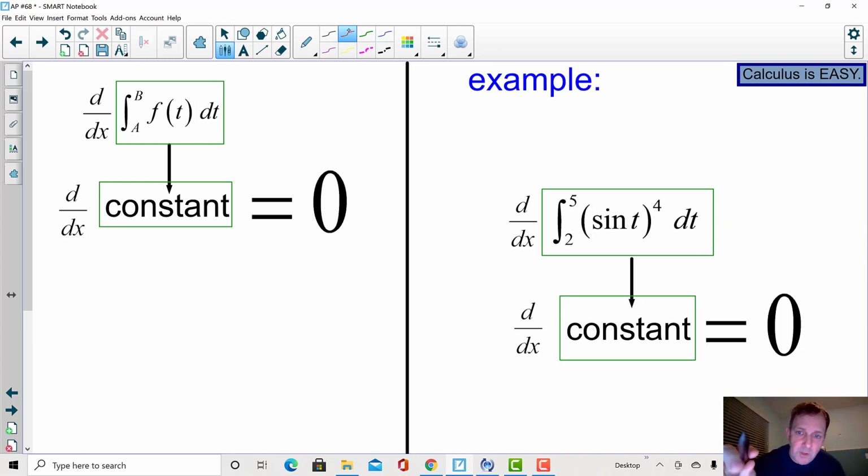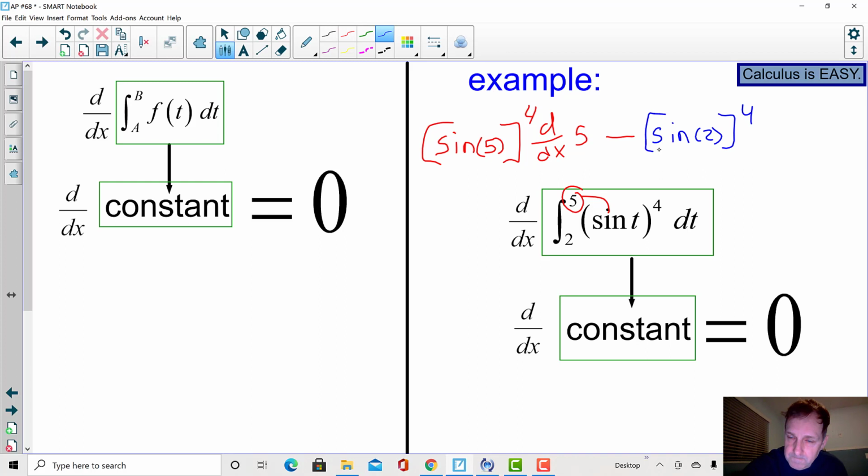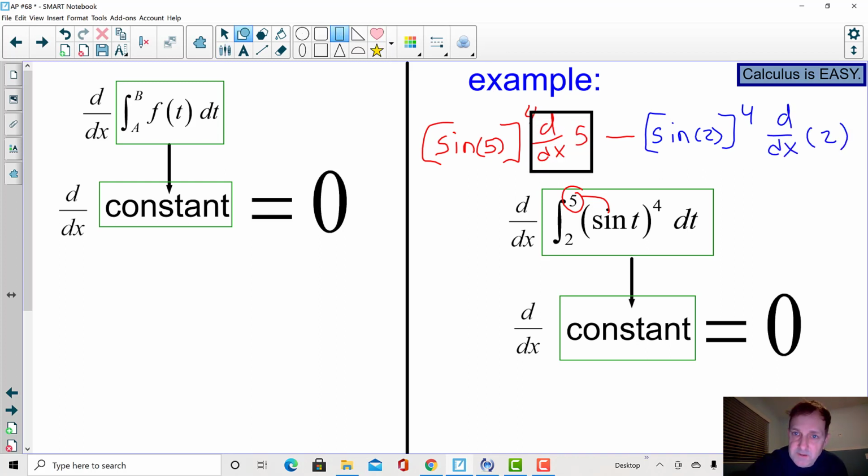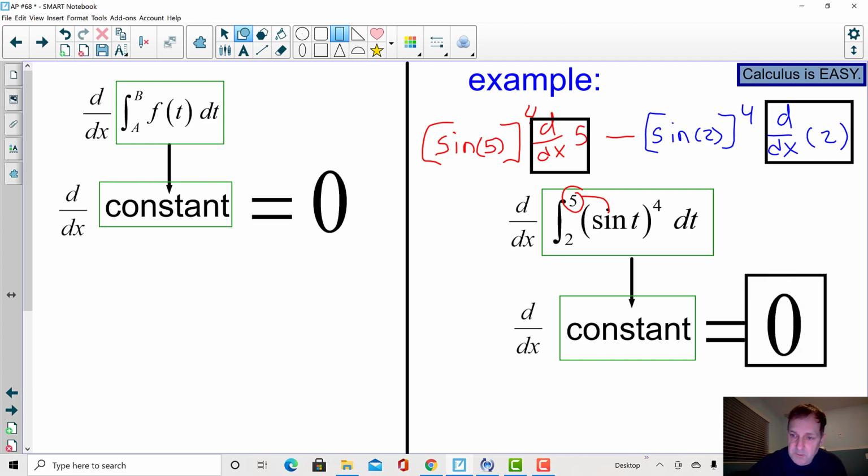Now, if you wanted to do it the long way, you could plug the number in and then do the derivative of the number. So we get sine of 5 to the 4th power times the derivative of 5. Then we do minus, and then we plug in the 2. Then we have to do the derivative of 2. Of course, this piece right here is going to give us a 0. And so is this piece right here. Also gives us a 0. So you just end up with 0 minus 0. So either way you do it, you're just going to get 0 for your final answer. Okay, let's take a look at the next example.